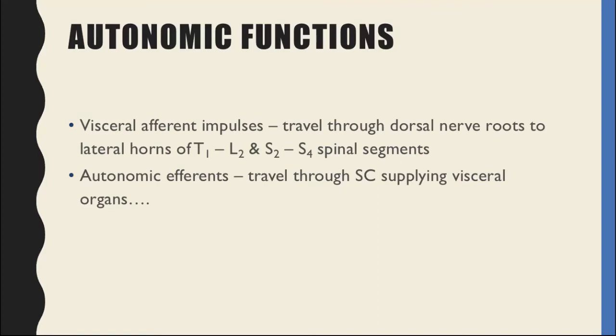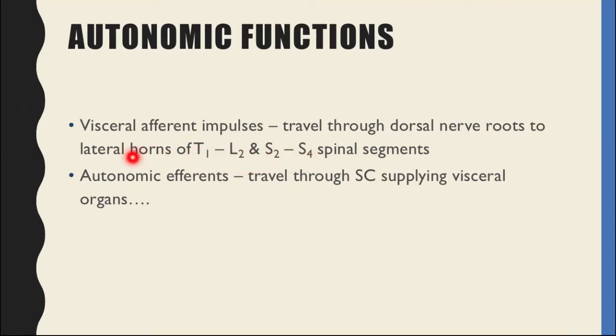The third one was autonomic function. As I said in the first segment of this physiological anatomy class, there are the dorsal horn and the ventral horn, which are present throughout the spinal cord, but the lateral horn is not present throughout the spinal cord. It is present in the segments T1 to L2 and then S2 to S4.